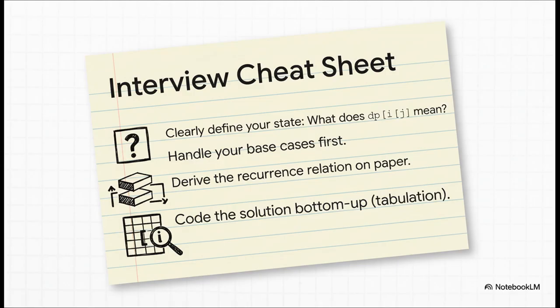Here it is, your interview cheat sheet. Number 1. Before you do anything, clearly state what your DP table represents. What does dp[i][j] mean in plain English? 2. Get your base cases right. If they're wrong, literally everything that follows will be wrong. 3. Figure out the transition logic on a whiteboard before you type a single character of code. And 4. Code it bottom up. And seriously, please double-check your array indexes. That's where like 90% of all DP bugs come from.